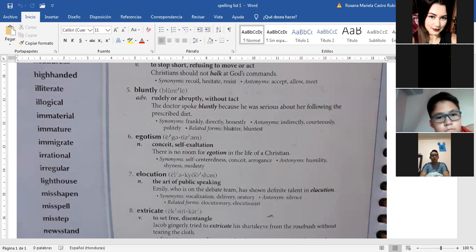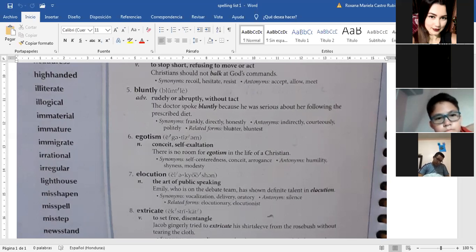Mastery es como con el talento de. With his mastery of egotism, elocution, or extricate. Okay. With his mastery of, con el talento de elocution. Elocution, exactly. Con su talento de elocución, el presidente rápido persuadió a la audiencia de aceptar su propuesta.